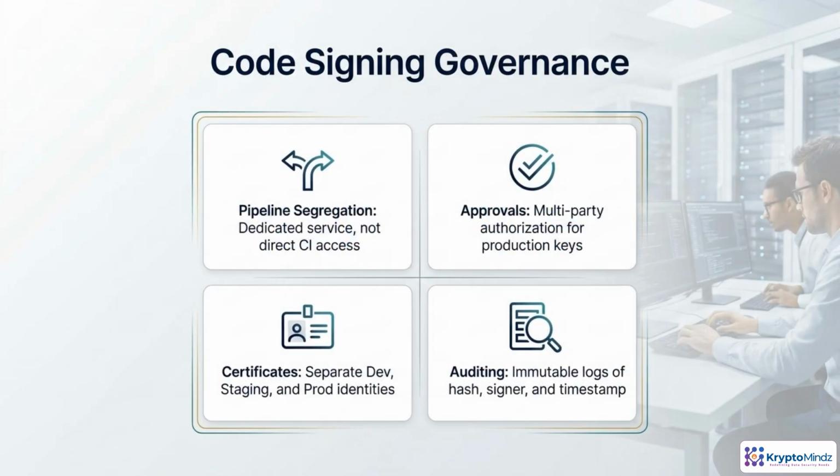In a real enterprise pipeline, code signing should act like a gated service, not a background library call. Builds request signing from a dedicated service, approvals gate access to production keys, and each environment uses its own certificate. Every signature produces an auditable record that ties the artifact, signer, key, and time together.